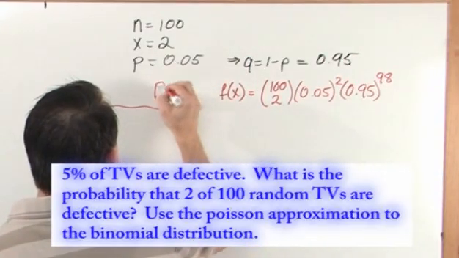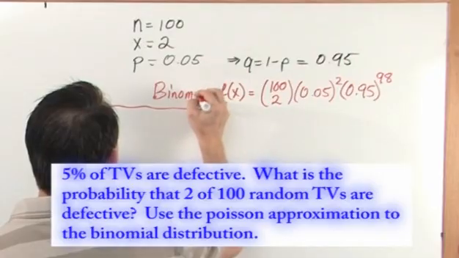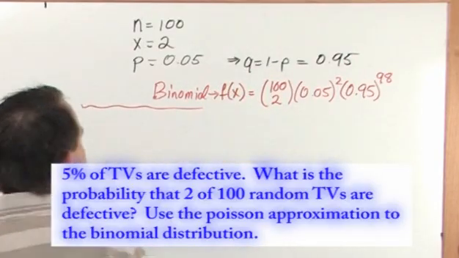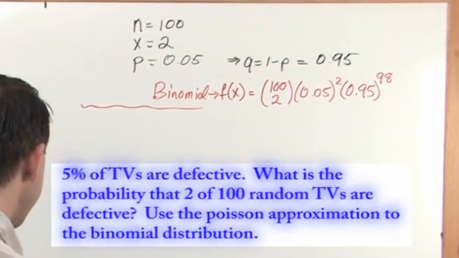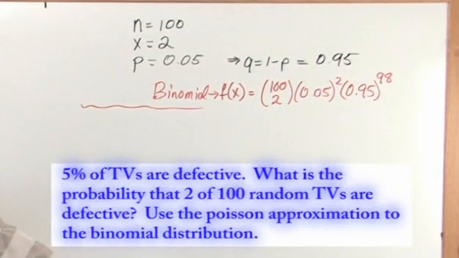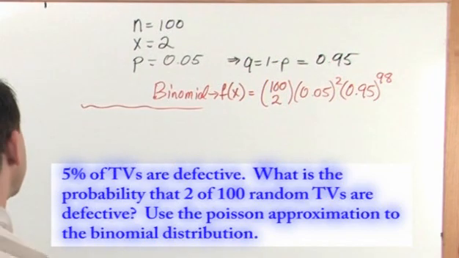This is the binomial, which we've done extensively in the last couple of sections. So that should look fairly familiar. That's something we've done before. But let's ask ourselves, can we use the Poisson distribution to approximate the binomial distribution?